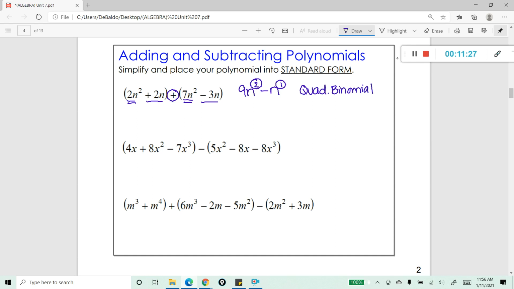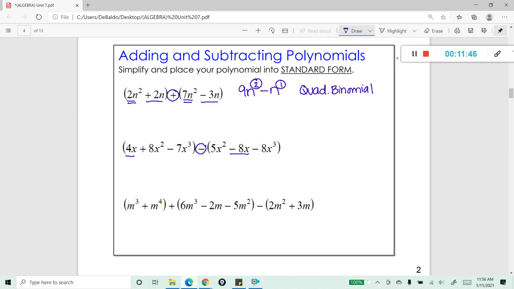Let's try the next one. This time, I'm taking a trinomial and I'm subtracting a trinomial. So it's starting to get a little bit more complex. So start wherever you would like. I'm just going to go ahead and start with the first term here, 4x. And I'm going to subtract negative 8x.